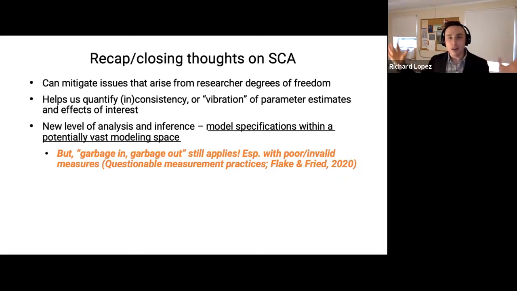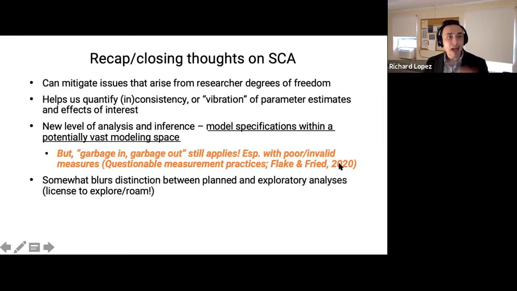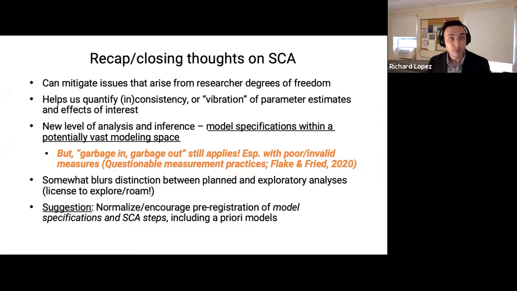Even if you see a really strong effect across all specifications, it doesn't matter. Doctors Flake and Fried do a wonderful job highlighting a lot of questionable measurement practices, QMPs, in their recent paper. And as I'm thinking about SCA and how to use it in my own research, it's interesting because I think to some extent, SCA blurs the distinction between planned and exploratory analyses. Or put another way, SCA gives us license to explore and roam the modeling space that we wouldn't otherwise have the opportunity to do.